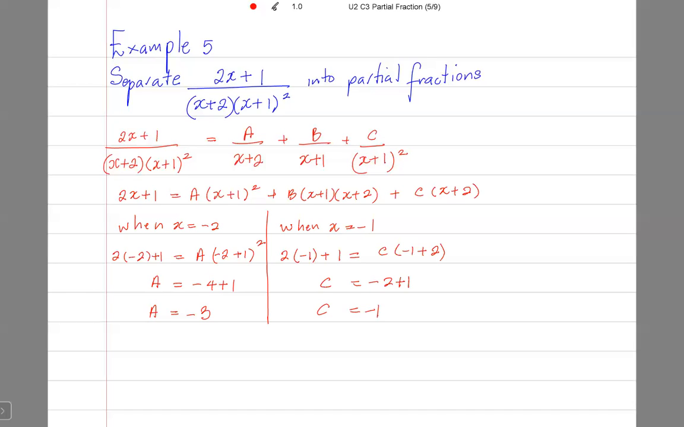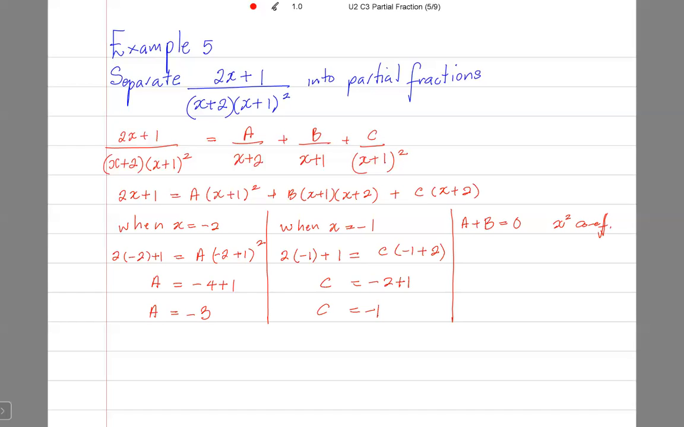So I have A and C. What I need now is B. Now to find B, I'm going to equate the x squared coefficient. I'm going to say A plus B, the x squared coefficient on the right, is equal to the x squared coefficient on the left, which is 0.